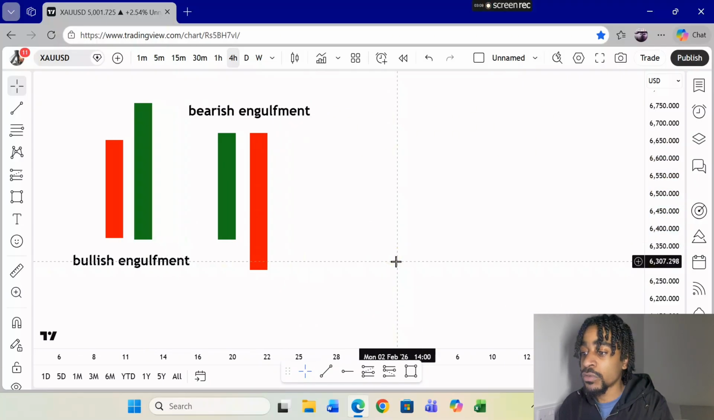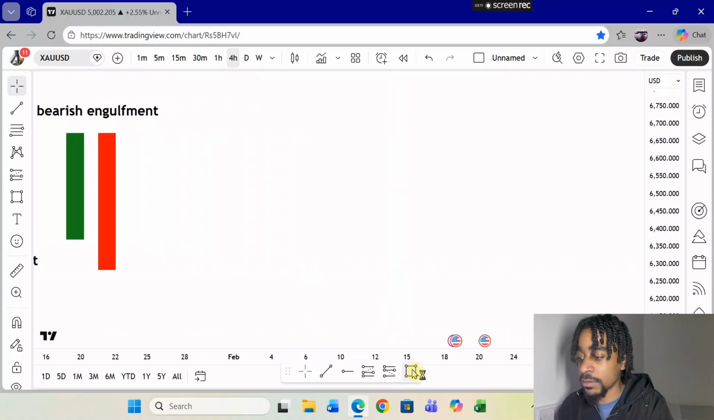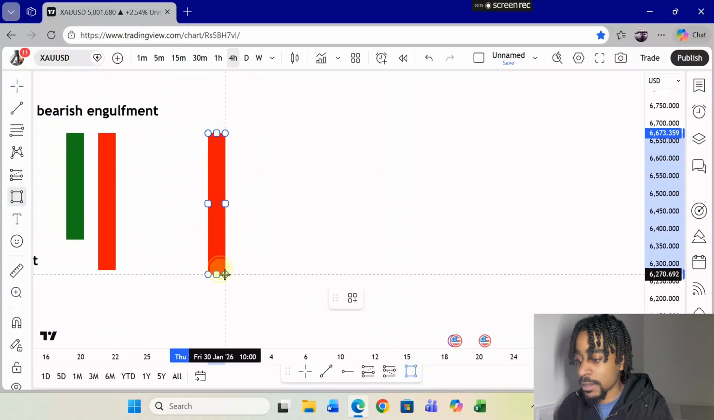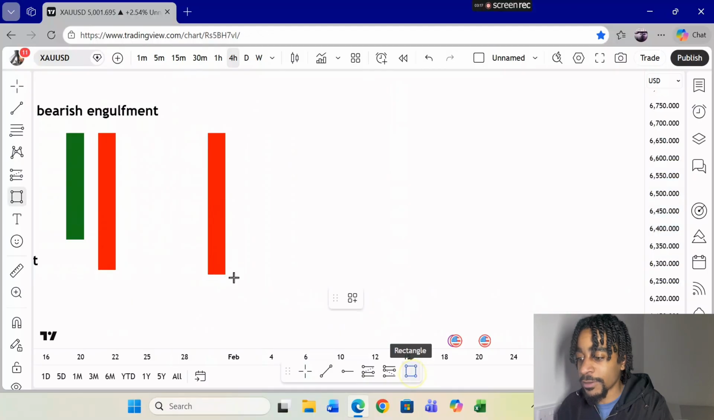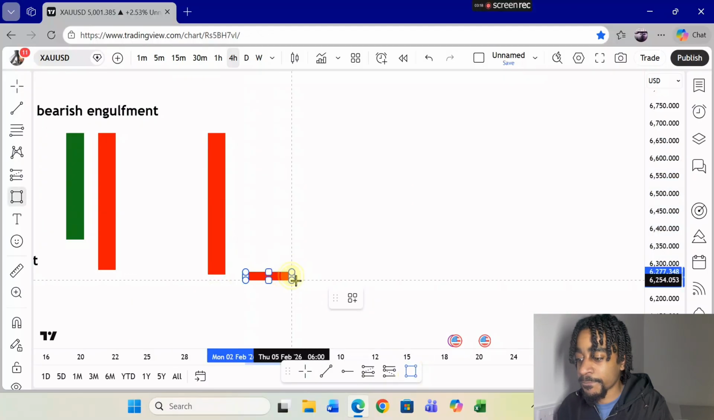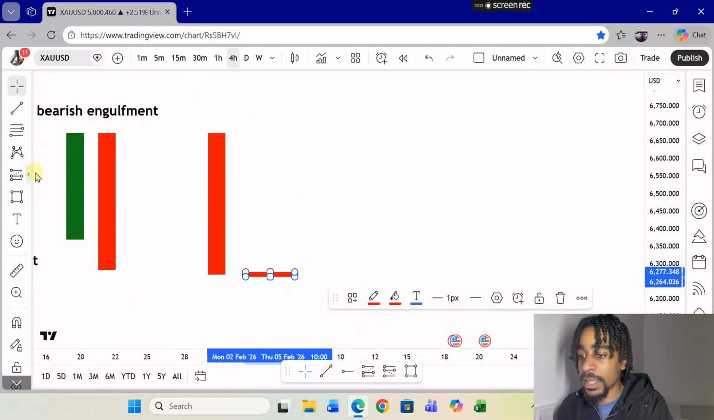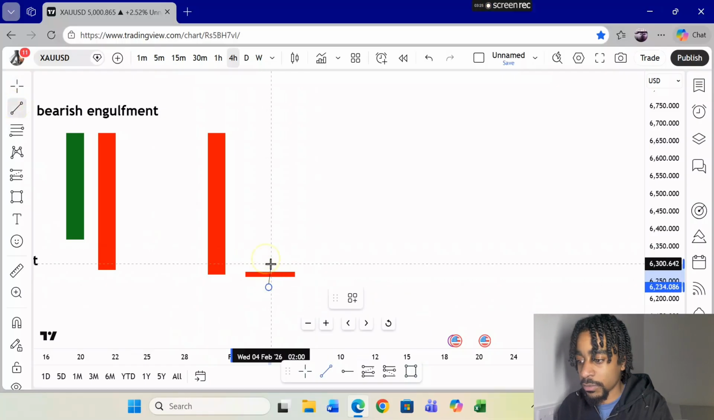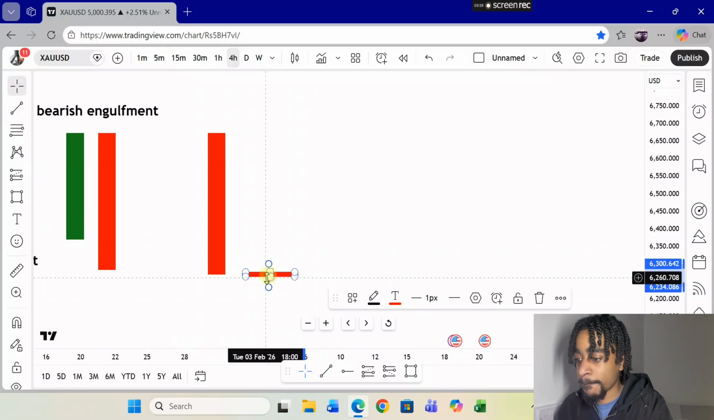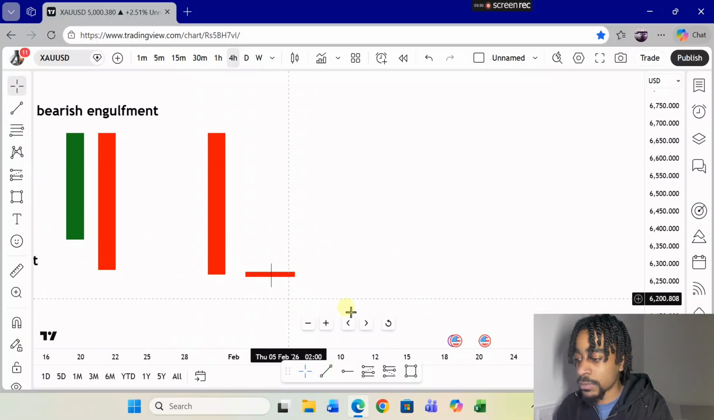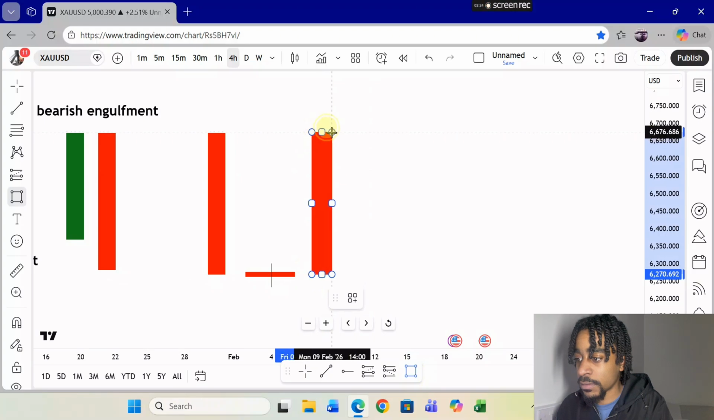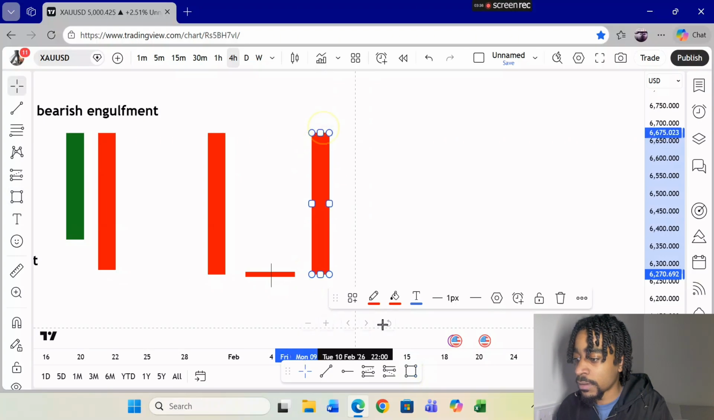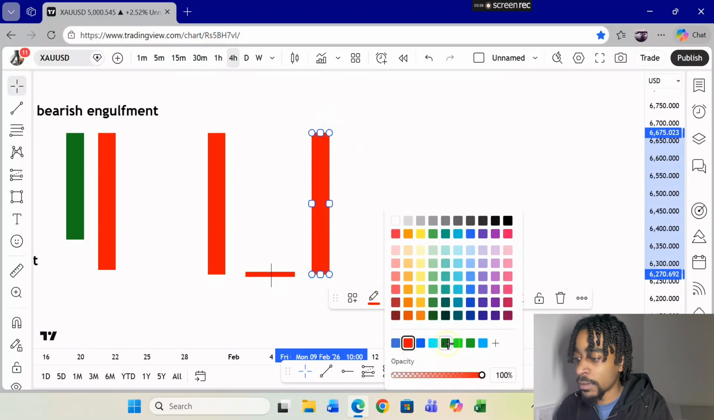Okay, now moving on to the next candlestick pattern, let me get it drawn for you guys first. We're going to be looking at the morning star. So this is what a morning star looks like. Just like this, and then this will be a bull candle.